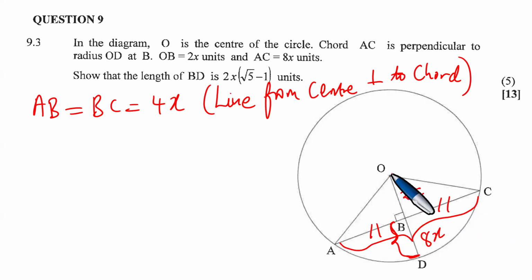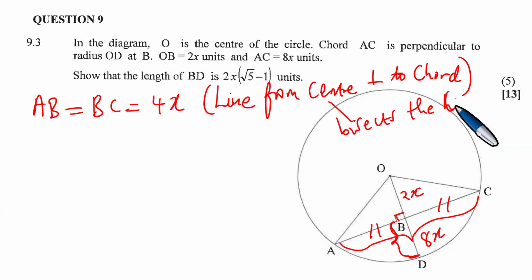In mathematics, if there's a line from the center that is perpendicular to the chord, we then say it bisects the chord. So this line from center perpendicular to the chord, what does it do? It bisects the chord. Okay, that is the theorem.